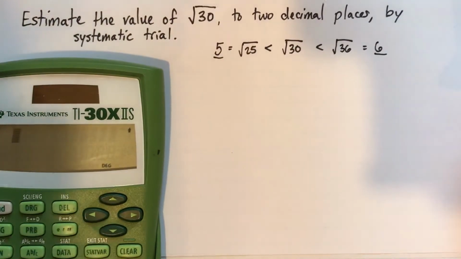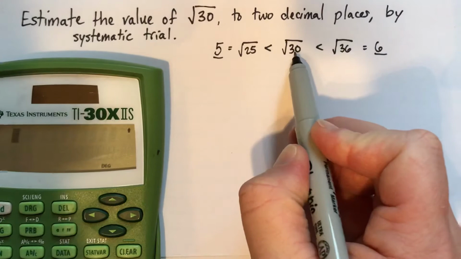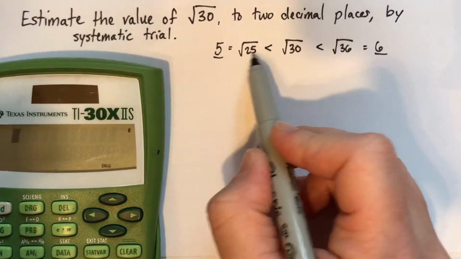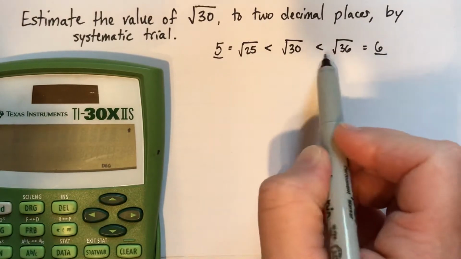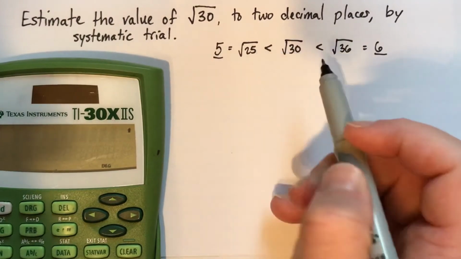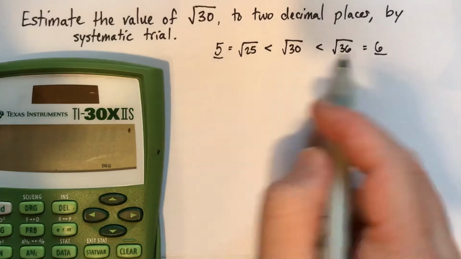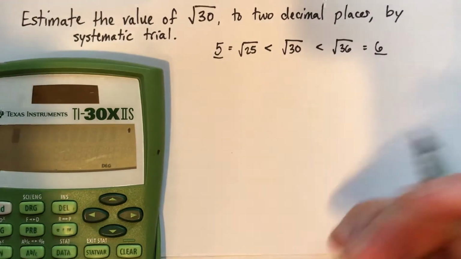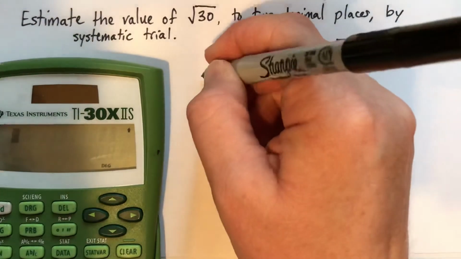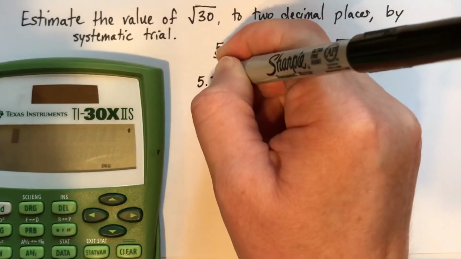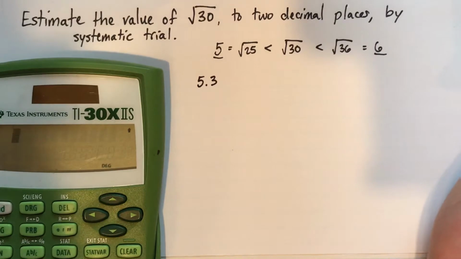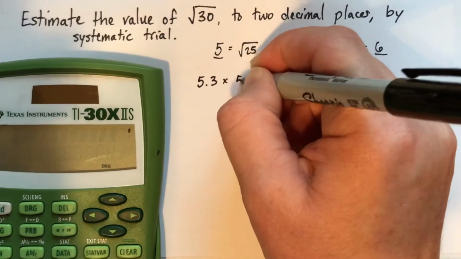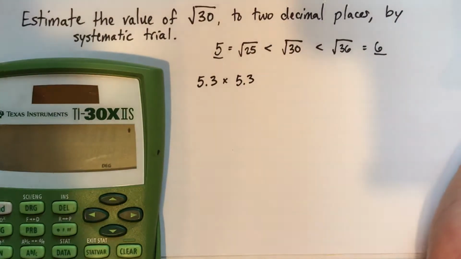Okay, so I'm looking at root 30, and I'm comparing it to root 25 and root 36, and maybe I'll notice that 30 is a little bit closer to 25 than it is to 36. So maybe I'll start with a number that's a little bit closer to 5 than to 6. So maybe I'm going to guess, first of all, that the square root of 30 is like 5 3/10. We'll start with that. So what I'm going to do is test 5 3/10, and the way I'm going to do that is by squaring it, or just by multiplying it by itself.